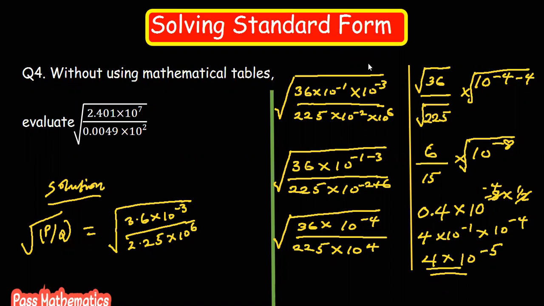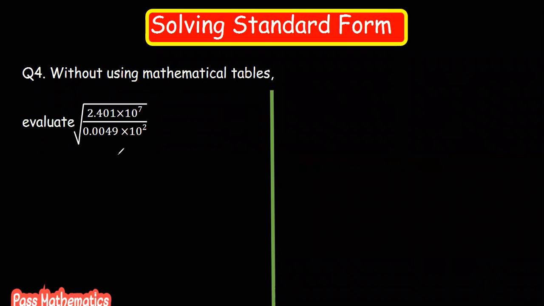Clear the screen. Yeah, we have 2.401 times 10 raised to the power of 7 over 0.0049 times 10 to the power of minus 2. So this should be minus 2. Yeah, I'm going to rewrite it anyway.